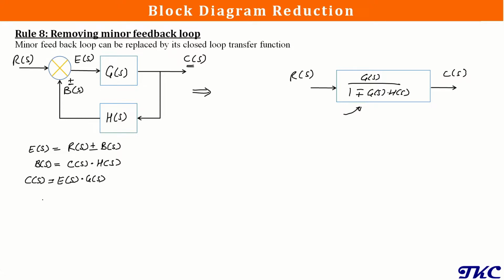Now let's derive the closed loop transfer function based on these equations. So let's use this equation number 1, that is E of S is equal to R of S plus minus B of S. Now here we can substitute the B of S value from this equation number 2. So this equation will become R of S plus minus, B of S is what? C of S into H of S. So it is the output into the transfer function of the feedback H of S.